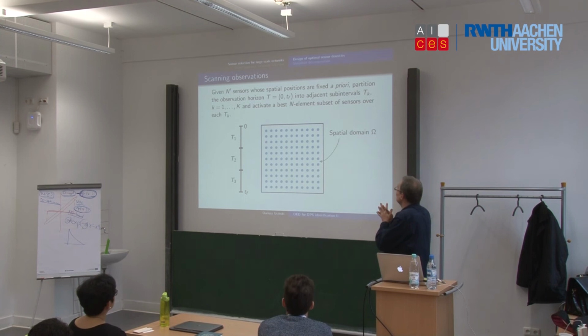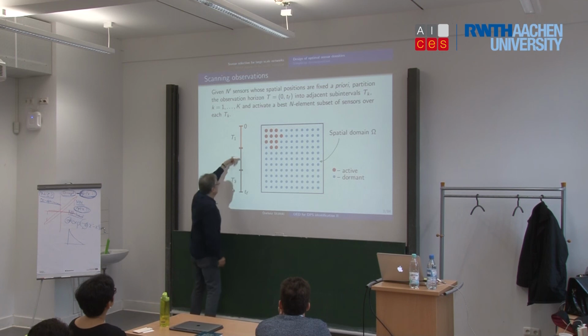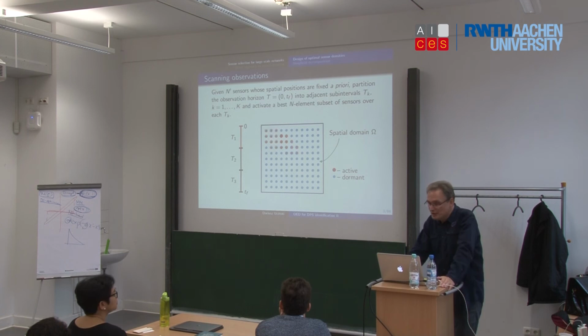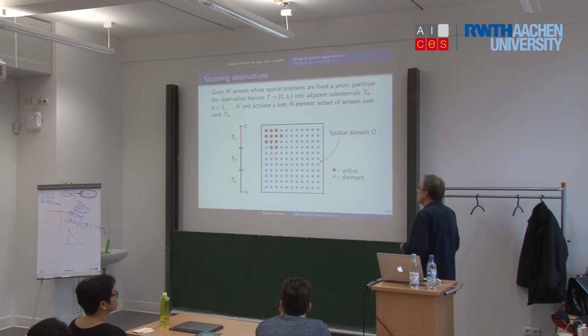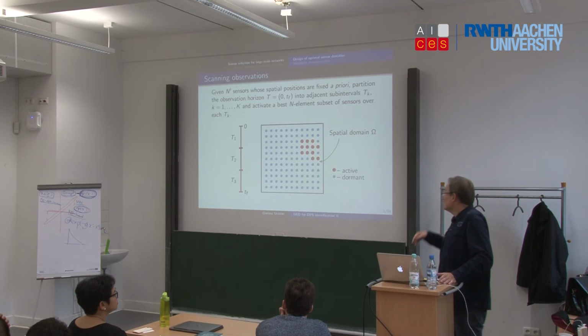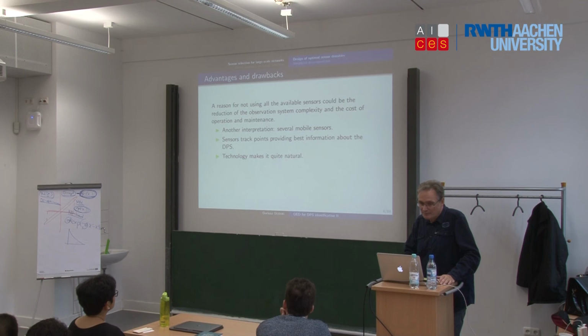This means that we have a given number of spatial points, and we want to split the observation horizon into a number of subintervals, and the positions of active sensors change during time. So we don't use all the available sensors, but over each time subinterval we select maybe a different subset of sensors which will actually take measurements. The other sensors will remain dormant. The reason for not using all the available sensors could be the reduction of the overall system complexity and the cost of operation and maintenance.